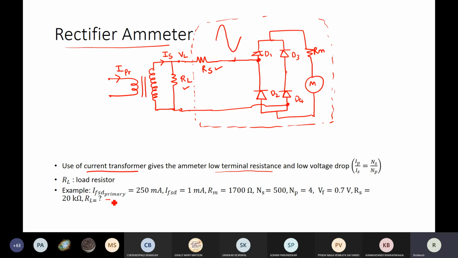What is usually given is the full scale primary current that you need to measure. So you are asked to measure the current from 0 to 250 milliampere. And the full scale current will be 1 milliampere. Sorry, not secondary. This is the IFSD associated with the meter.